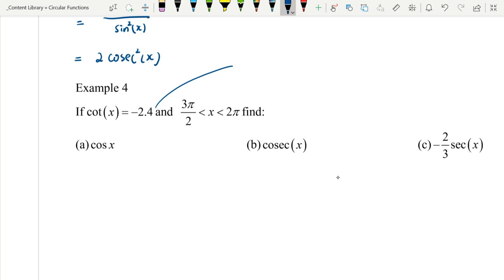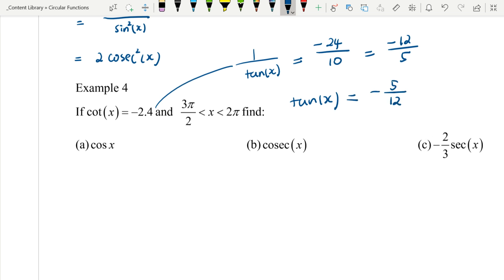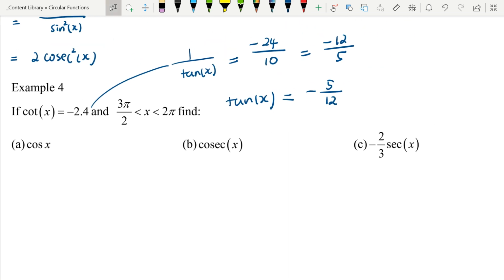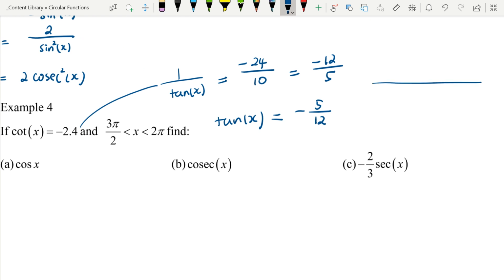So cot is 1 over tan, and that equals minus 24 over 10. I'll make a fraction, that's minus 12 over 5. I like to convert things back to sine, cosine, and tangent, so tangent equals minus 5 over 12, opposite over adjacent. Let's have a look: which quadrant will my angle be in? The fourth quadrant, so 3 pi over 2 to 2 pi. So I will just draw a triangle in that quadrant.